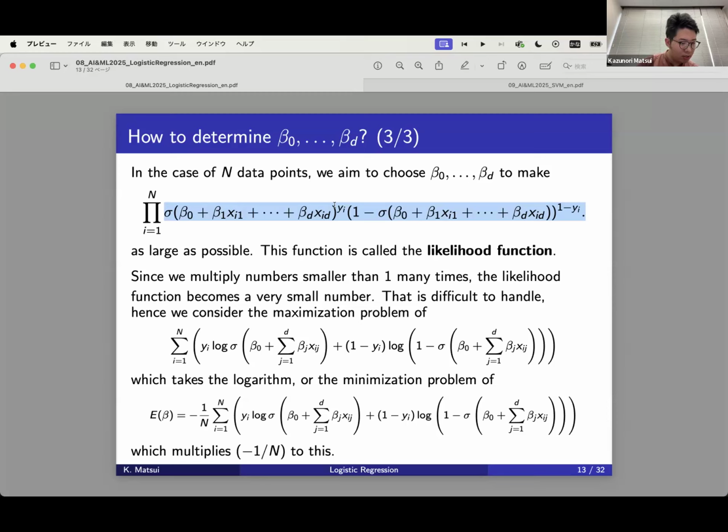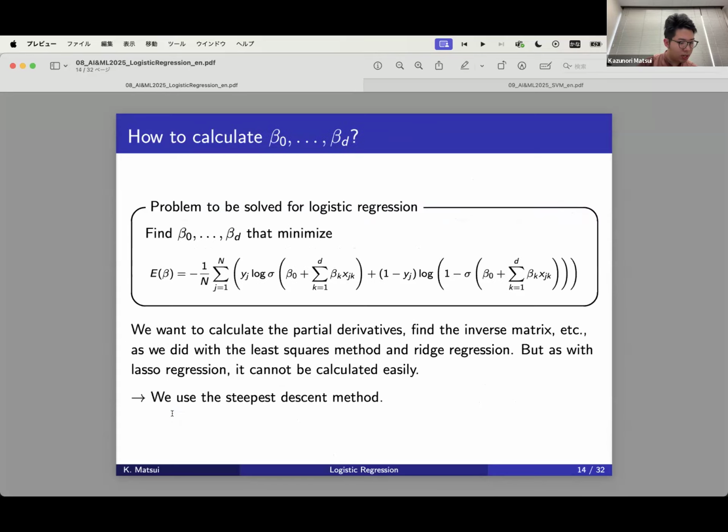But this was difficult as it was, so we took the logarithm of this and multiplied by negative 1 over n, so E of beta. Finding beta that minimizes this was logistic regression. We want to solve this, but there is no method to solve it easily in one step. We have to choose a method that gets closer to the answer little by little.